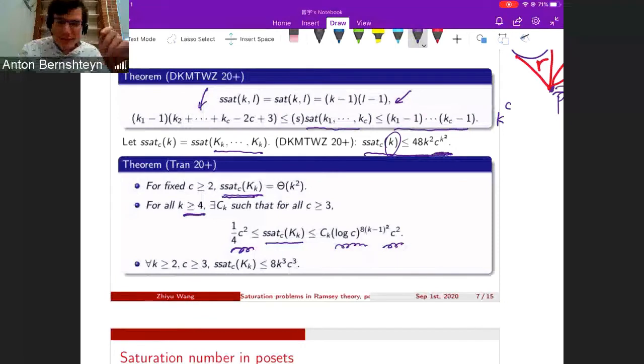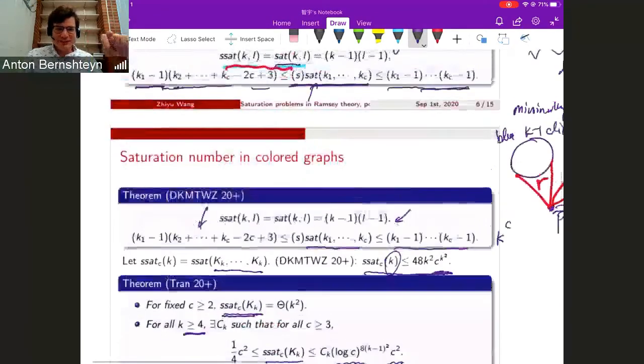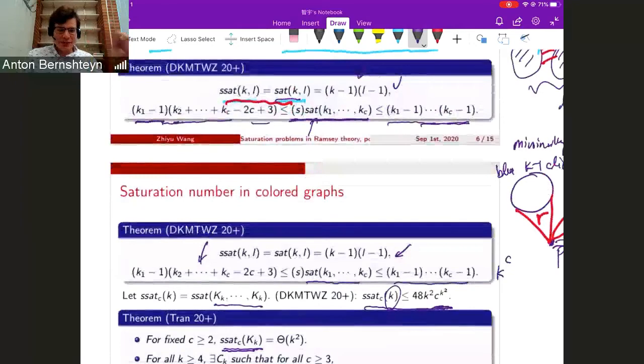I have a quick question, actually. Do we know, in the case when there are only two colors, the semi-saturation number is equal to the saturation number. Do we know whether they become not equal if the number of colors is more than two? Or can they become not equal?